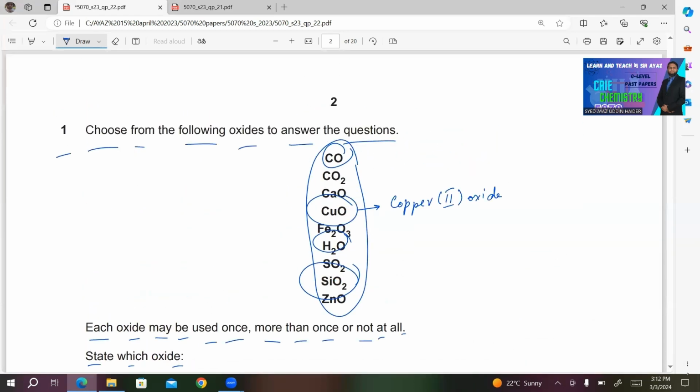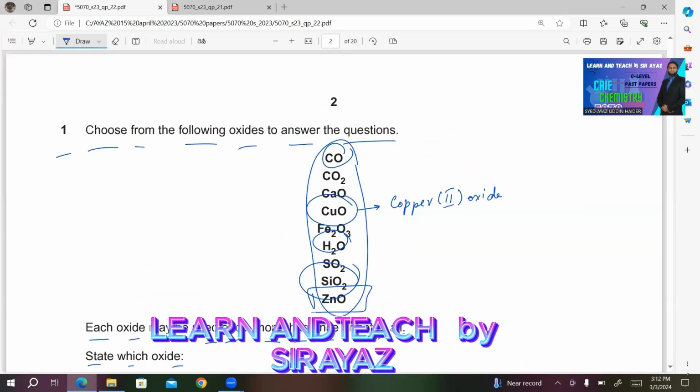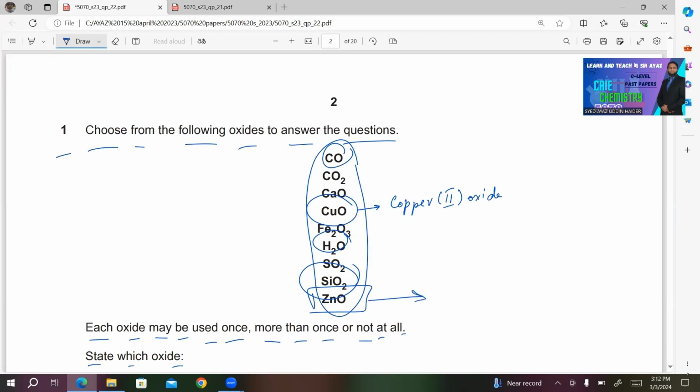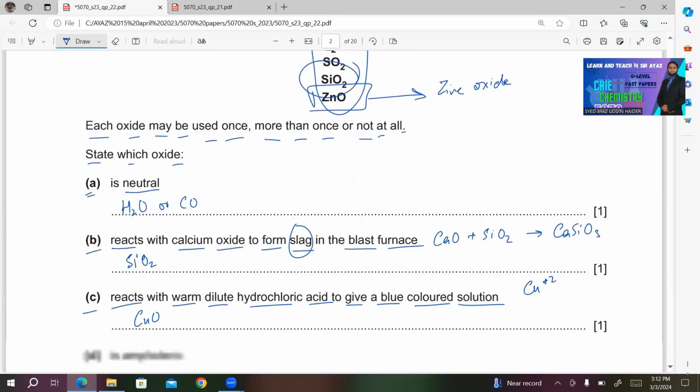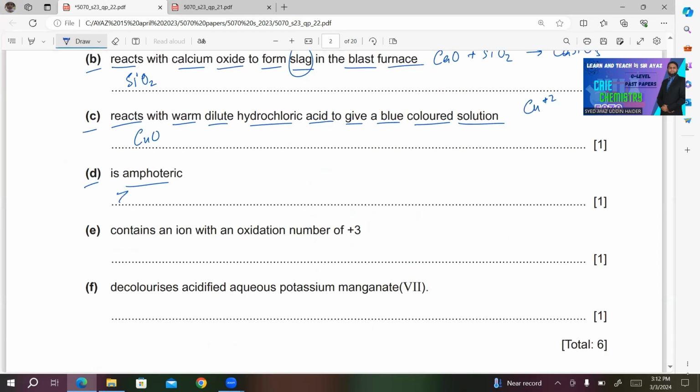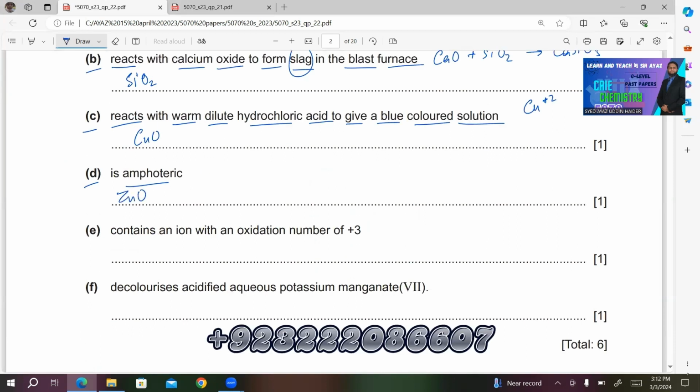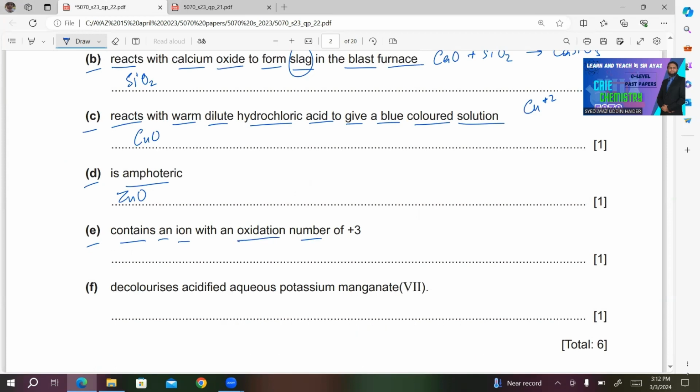D is amphoteric. Among these oxides, we have only one amphoteric oxide, and that is ZnO. This is zinc oxide, and it is amphoteric. E contains an ion with an oxidation number of +3.